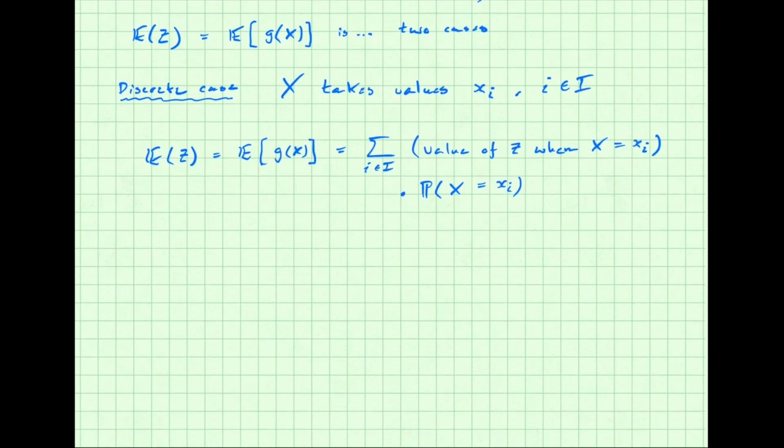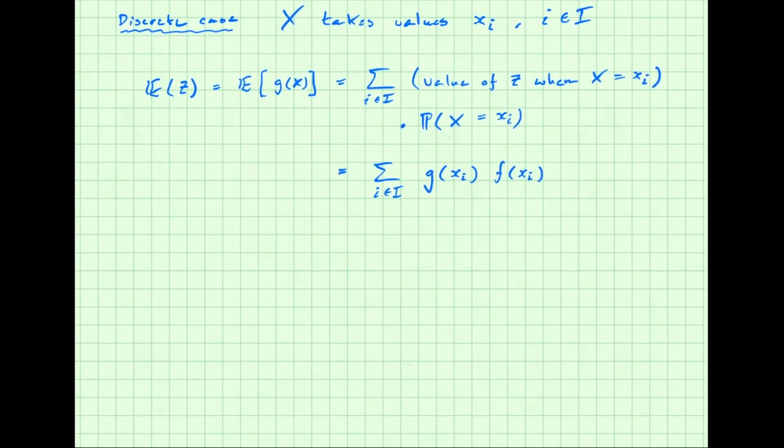And if we write it down in terms of things we've got, it's the sum over the i, and the value of z is then g evaluated at xi. That's the value of z. And then just times the probability mass function for the xi's. Like that. And so that's how the expected value of a function looks in the discrete case. Right? So now let's look at the continuous case.